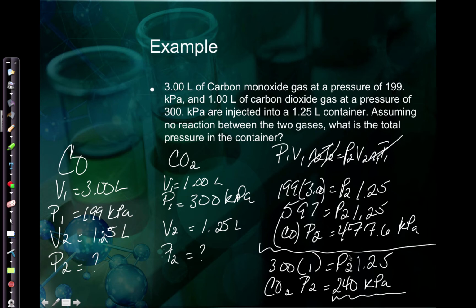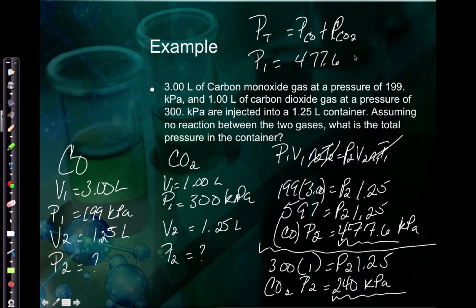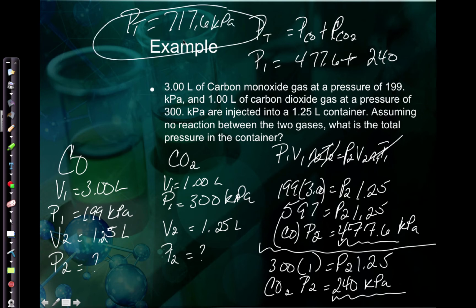So I have the pressure for carbon dioxide here, and for carbon monoxide here, and basically for my total pressure, I'm just going to take the pressure of the gases and add them together. So my total pressure is equal to 477.6 plus 240 here. All right, so it's 717.6 kilopascals. So that's my total pressure here.